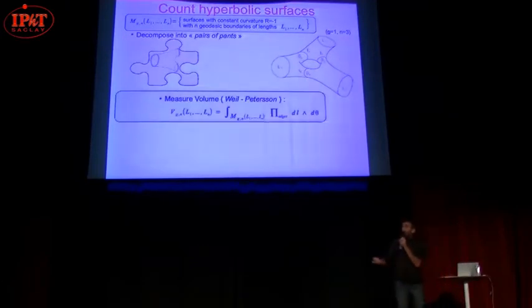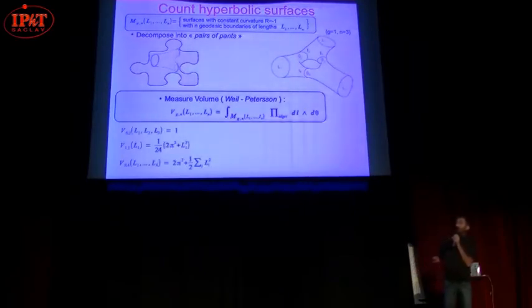But nevertheless, this allows us to define a volume form. The volume form is just the product of dl d theta. It's a volume form in that space, and this allows us to define the volume of that space. This form is in fact independent of how you cut into pairs of points.